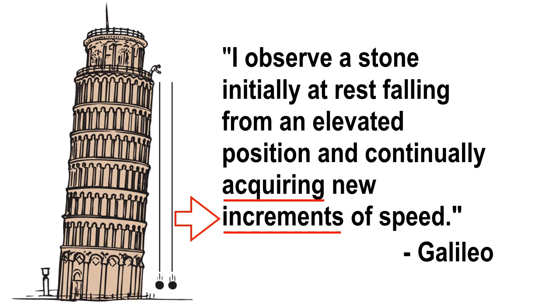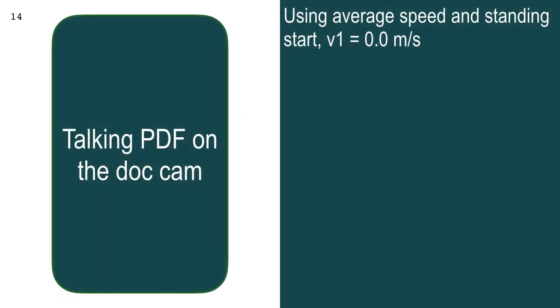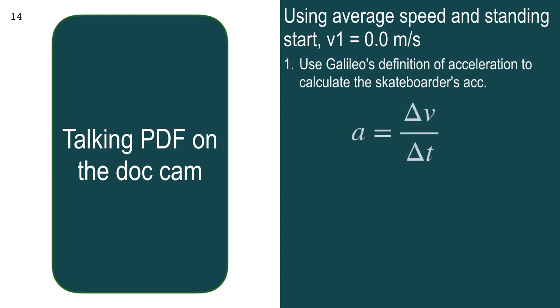Okay. Now we're going to go to the talking PDF. We're going to do something called a talking PDF on the document cam, and that's using my smart pen, which I'll show you here as soon as we turn on the document cam. We're going to use the average speed and standing start, v1 equals 0.00 meters per second. And we're going to use Galileo's definition of acceleration. It basically corresponds to this formula. Go ahead and jot this down. a equals delta v over delta t.